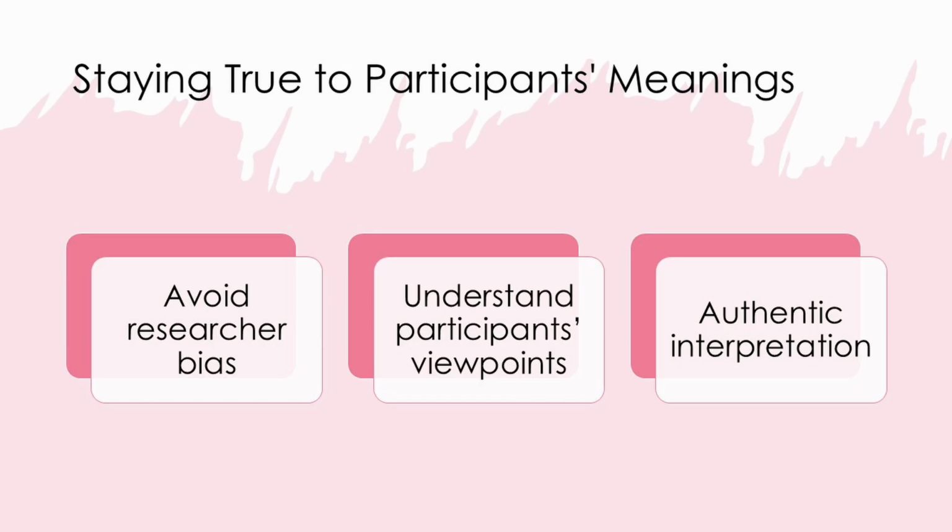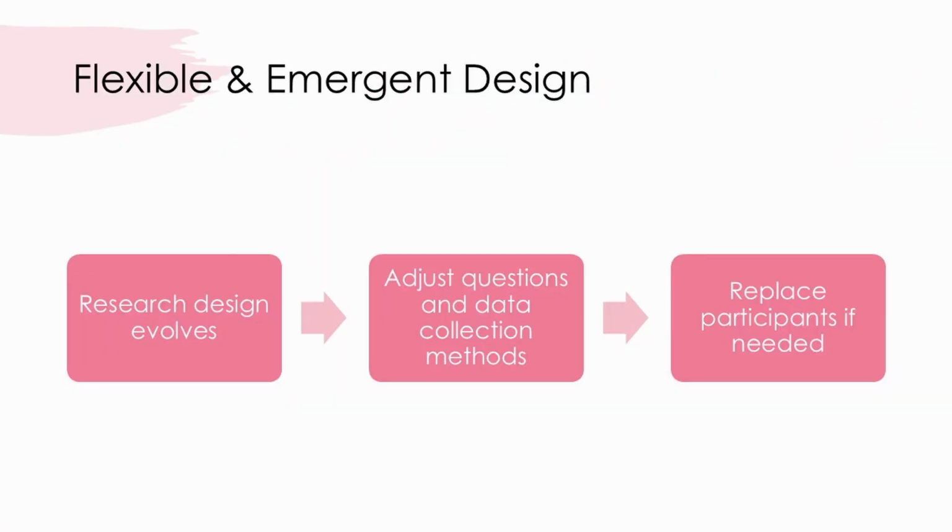Staying true to participants' meanings. Another key characteristic is a strong focus on the meanings held by participants. Qualitative researchers aim to stay true to what participants are trying to say, rather than interpreting their responses based on the researcher's own biases or assumptions. This means the researcher listens carefully, asks follow-up questions when needed, and ensures that the final report reflects the participants' authentic voice and perspective.